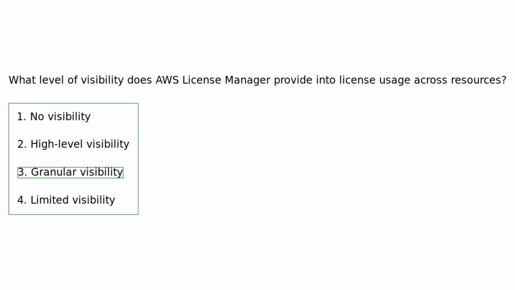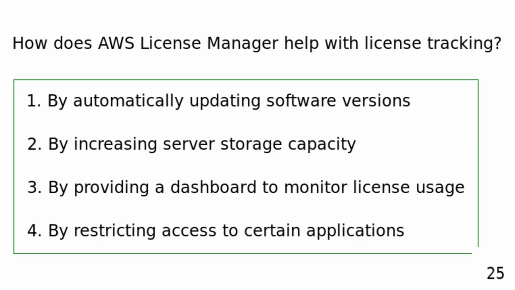AWS License Manager provides granular visibility into license usage across resources, allowing organizations to track and manage licenses with precision. How does AWS License Manager help with license tracking? By automatically updating software versions. By increasing server storage capacity. By providing a dashboard to monitor license usage. By restricting access to certain applications.